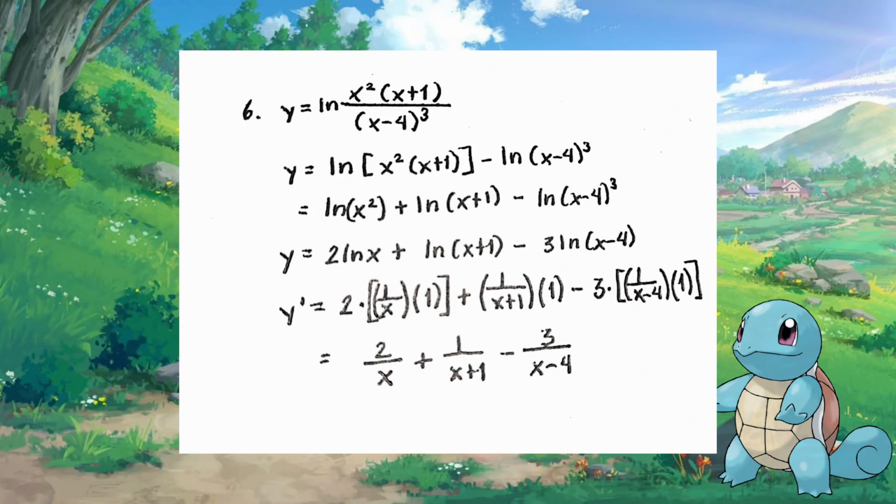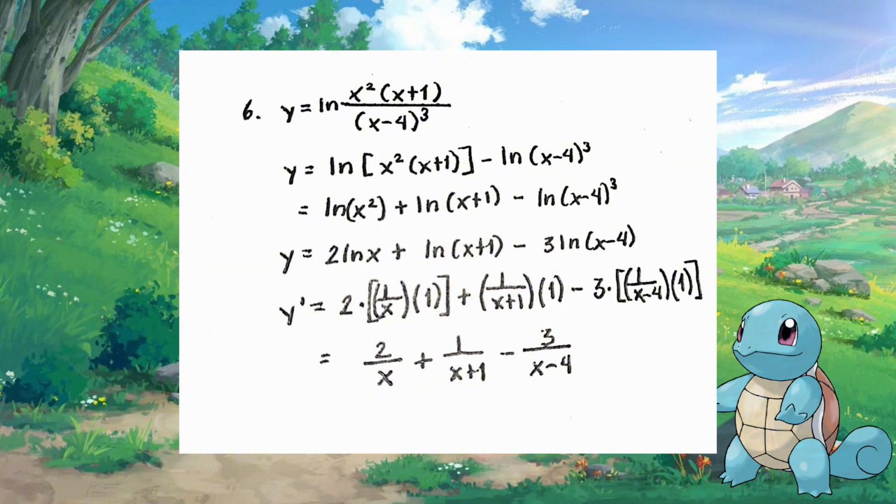So for number 6, we have the equation y is equals to the natural logarithm of x squared multiplied by the quantity x plus 1 divided by x minus 4 raised to 3. So first, we are going to apply the quotient rule. So we'll change the division into subtraction. So we'll have y is equals to the natural logarithm of x squared multiplied by the quantity x plus 1 minus, since we apply quotient rule, minus ln x minus 4 raised to 3.